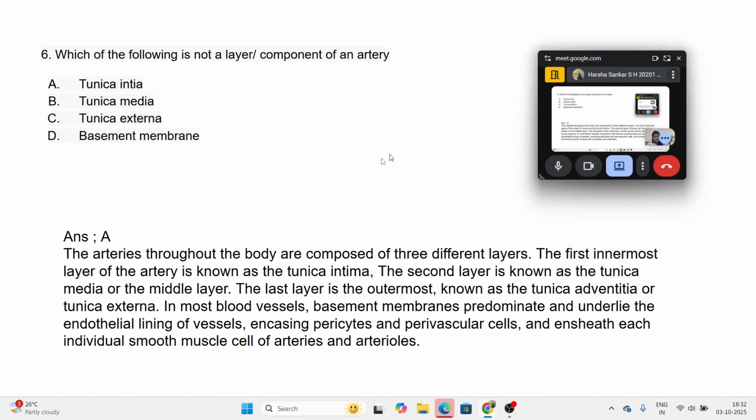So arteries are composed of different layers. The first, innermost layer of the artery is known as tunica intima. The second layer is known as tunica media or middle layer, and the outermost layer has two names, tunica externa or tunica adventitia. In most blood vessels, basement membrane underlies the endothelial lining of the vessel. After the endothelial lining, we can usually see the basement membrane. There we can see pericytes and perivascular cells, which ensheath each individual smooth muscle cell of arteries and arterioles.